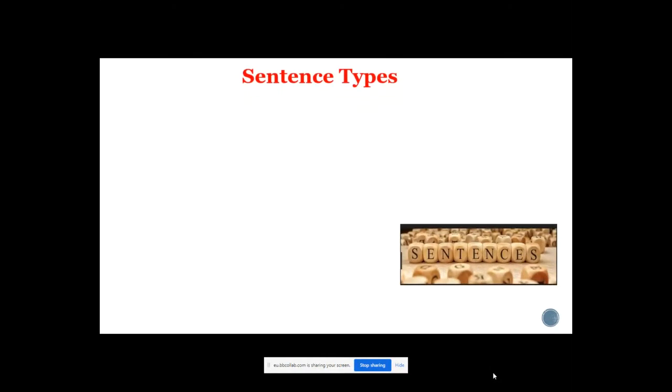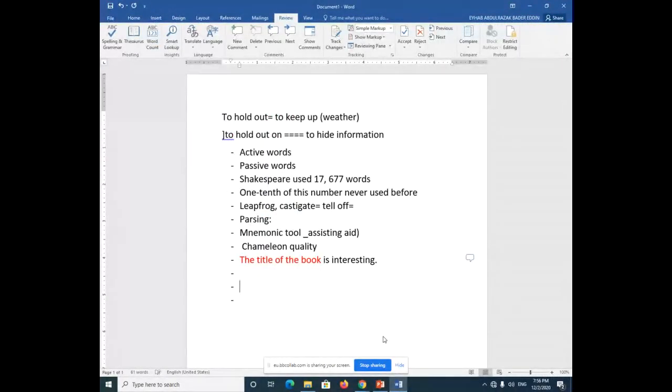Okay, so if we move to sentence types, before moving to sentence types, I'm just interested to say something very important here. We were talking about clauses, right? And we said that clauses are made of a subject plus a finite verb. And the finite verb is very important because without a finite verb, you cannot have a complete sentence. And the finite verb is the verb which carries the tense of the sentence.